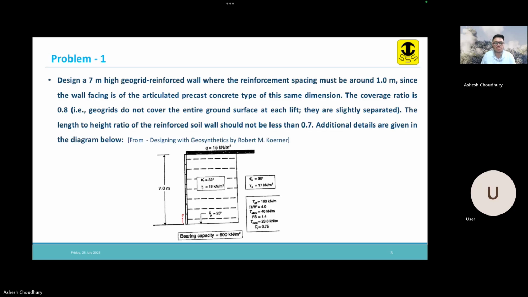Okay. As geogrids are like net-like structures, they have big apertures in between. So we are saying that they do not cover the entire ground at each level, right? So we use this coverage ratio.